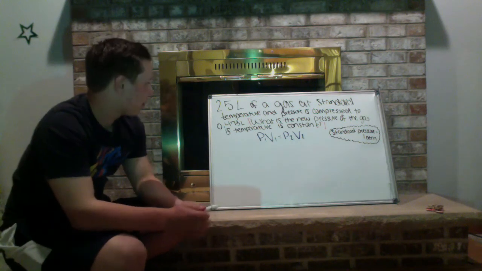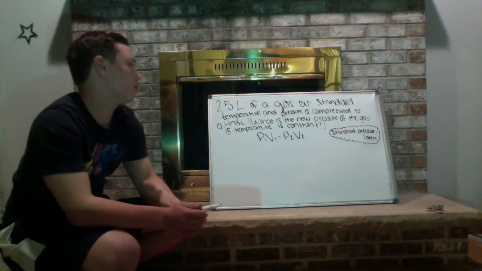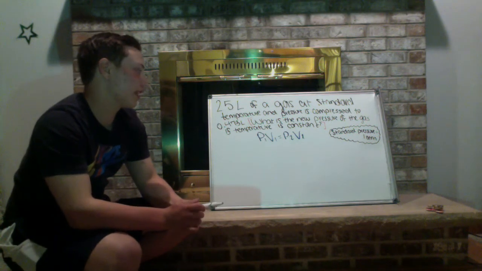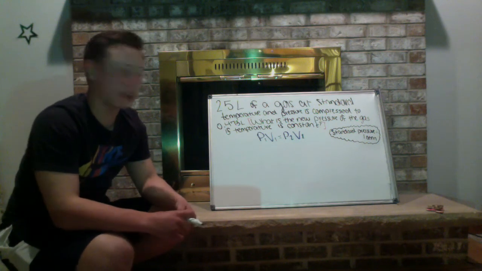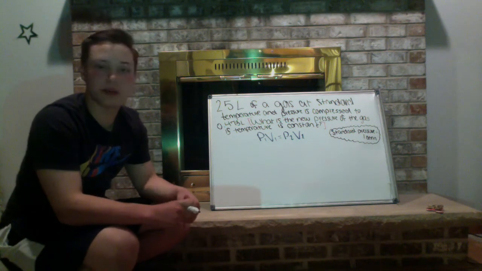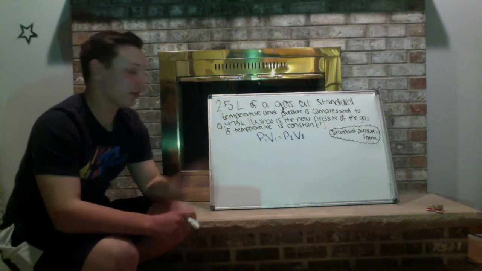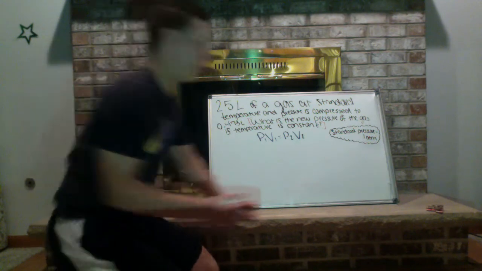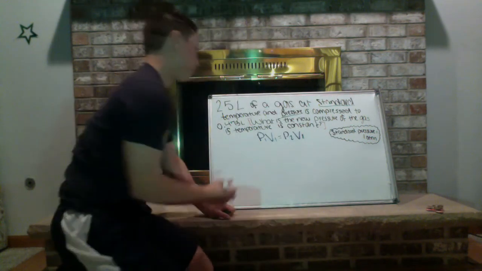As you can see from the problem, 2.5 liters of a gas at standard temperature and pressure is compressed to 0.473 liters. What is the new pressure of the gas if the temperature is constant? Now we have to find our variables, because you know Boyle's Law is P1 times V1 equals P2 times V2. It says at standard temperature and pressure, so we are using standard pressure, which is 1 ATM. So that's 1 ATM.